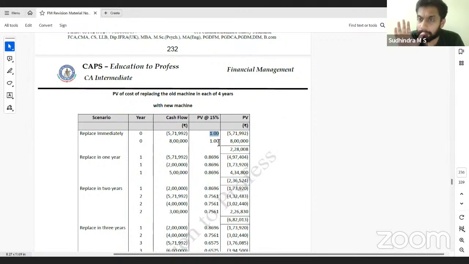Am I audible? Yes, sir. So net, the benefit that I get is positive. Net benefit that I get is positive 2,28,008. Are we understanding this? Yes, sir.